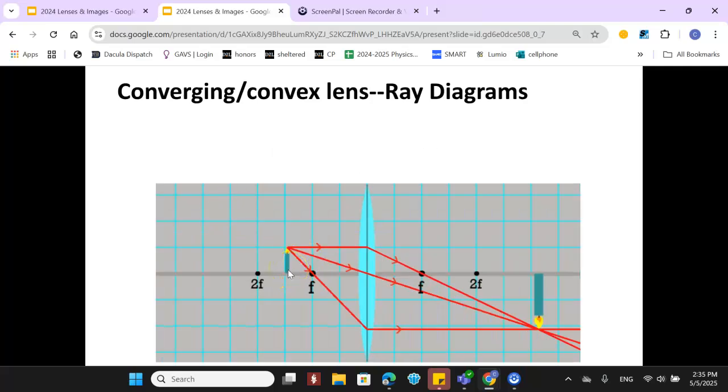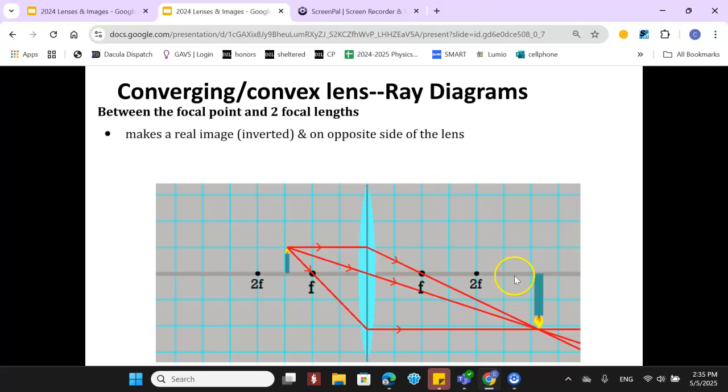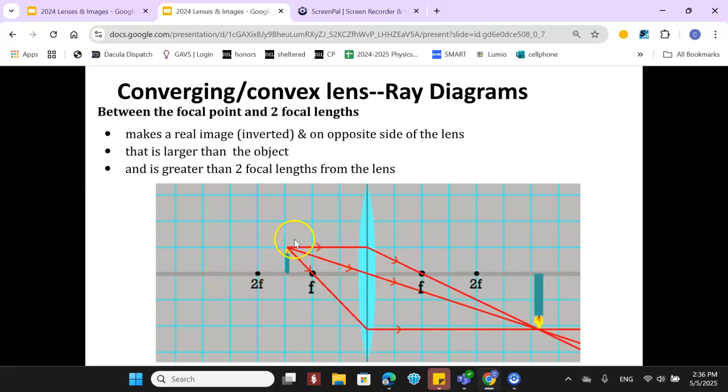So again, this is converging, but now we're moving the candle even closer to the lens. Originally we had it out past 2F, and the image was smaller than the object. Then it was at 2F and it was the same size. Now it's even closer, between 1 and 2 focal lengths. And it again makes a real image, but now it's even bigger than the actual object, and it's even further away from the lens, past 2F. So as your object moves closer and closer to the lens, your image is going to move further and further away, and it's going to get bigger.